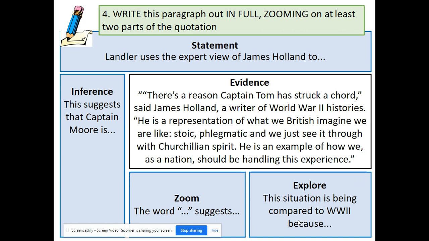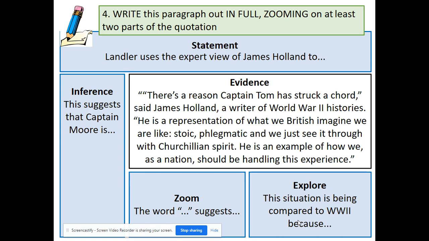And finally, you're going to write a whole paragraph in full. You can do this. You've seen lots of tasks, lots of examples. This is the evidence that we've sort of been given here. And the evidence that you're being given is, you might not want to copy all of it out, but it is the quotation from the historian. So the statement might start something like, Landler uses the expert view of James Holland to what? What is he trying to, how is he presenting Captain Tom in the very final paragraph of this article?